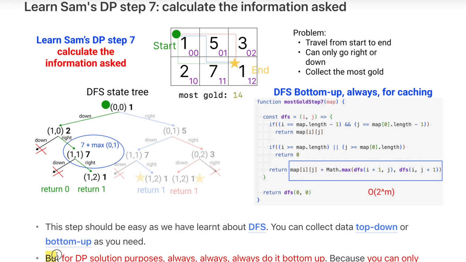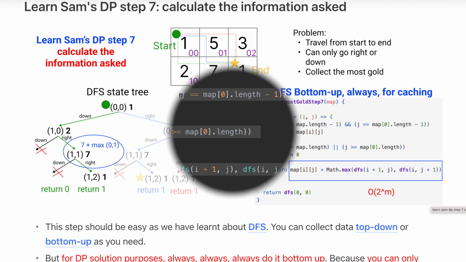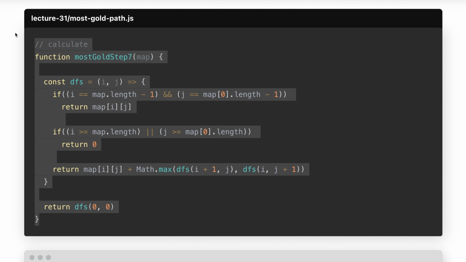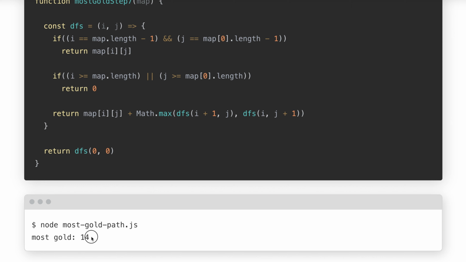And that is here, the max number between going down and going right. Now remember, for the dynamic programming solution purposes, always, and always do your calculation bottom up. Always. Because that's the only way you can cache for better performance in step 8. So if we run our step 7 calculation, our result is gonna be 14, which is the most goal path.